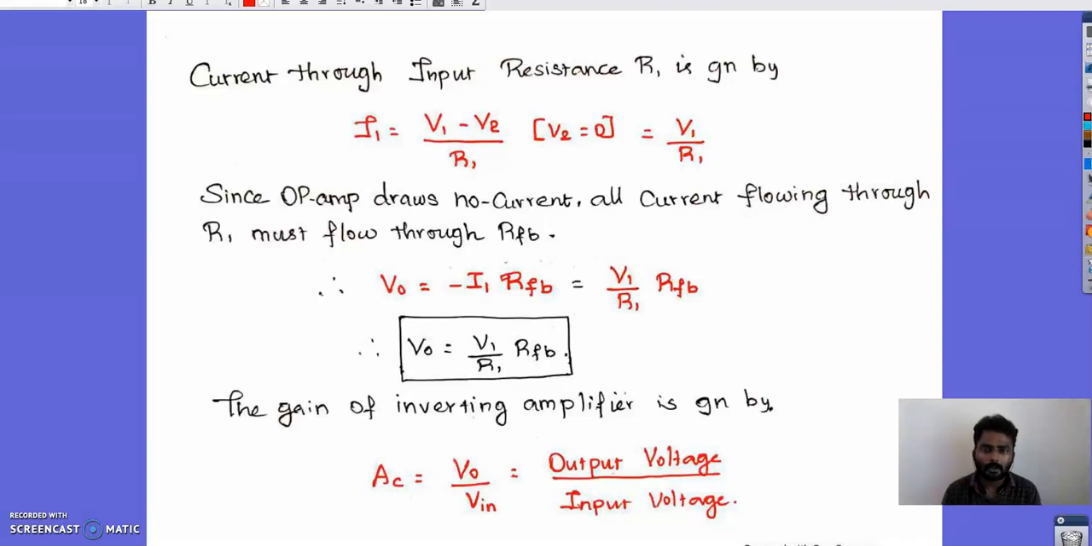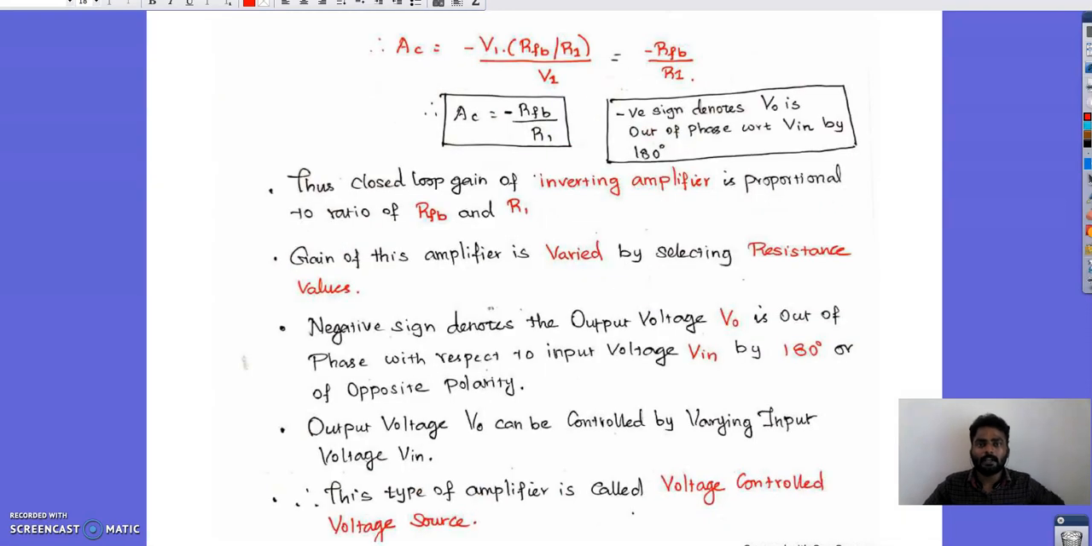Good morning all. In the last lecture I stopped at this slide, that is the inverting amplifier gain expression. The gain of the inverting amplifier is the ratio between the output voltage and the input voltage. We have derived the output voltage, and the input voltage is V1. So the output voltage is V1 into the ratio of the feedback resistance to R1. That is what is mentioned here.